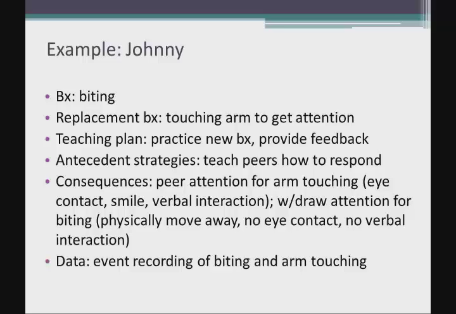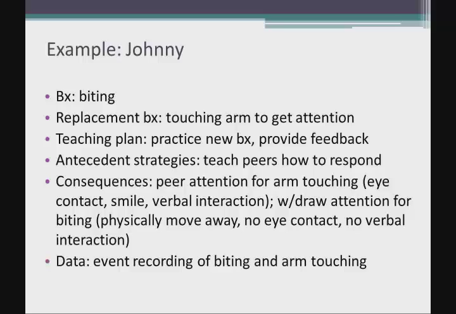The consequence if Johnny bites should be that the peer would withdraw. So physically move away, not make eye contact, not talk to Johnny. So no, we don't want them yelling, "No, stop that, Johnny," or "It hurts." Remember, he said that. He has very little language, but he yelled, "It hurts," and laughs. So it seems reasonable that that may be what the students had been saying to him. So we don't want him to get any attention for the biting behavior anymore.